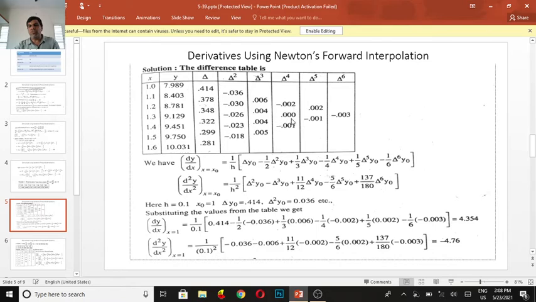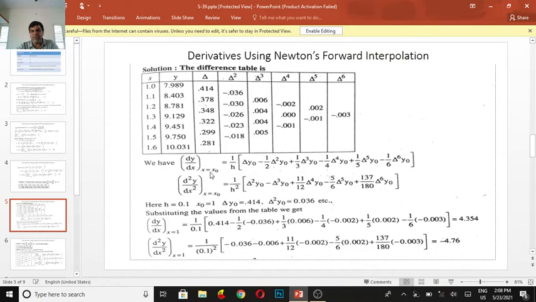Again take these differences, we get minus 0.002, 0.001. Again take this difference, negative of negative becomes positive, 0.002 minus 0.001. Again take this difference, minus of minus, again minus sign, so we get minus 0.003. This is the table. We get all the values of del, del square, del cube, del raised to 4, del raised to 5, del raised to 6.